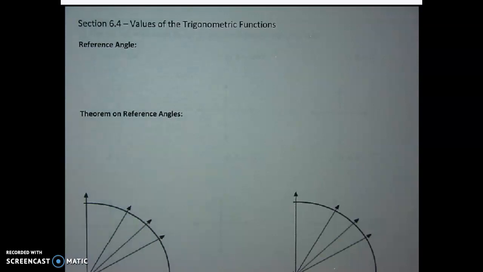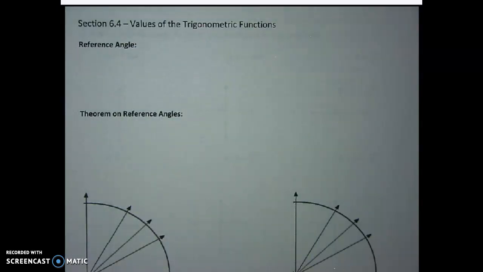Section 6.4, values of the trigonometric functions. So you'll remember at the beginning of section 6.3, I had mentioned that you were only going to actually need to remember the trig function values in the first quadrant. And actually, because all of the trig functions are based off of sine and cosine, you really only need to remember that the sine is the y and the cosine is the x value, and you really only need to remember that first quadrant functions.